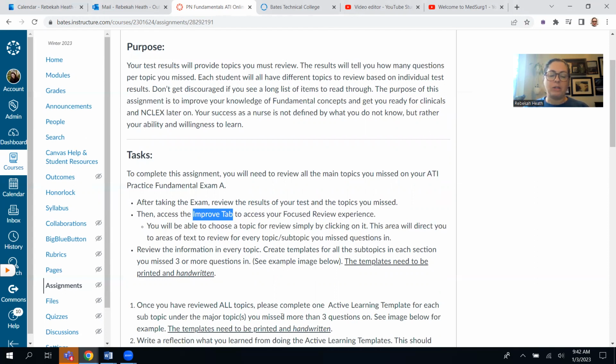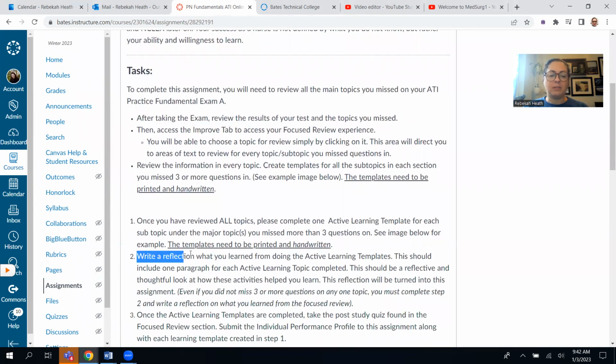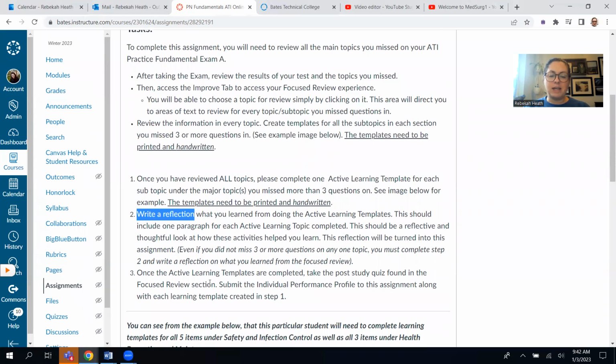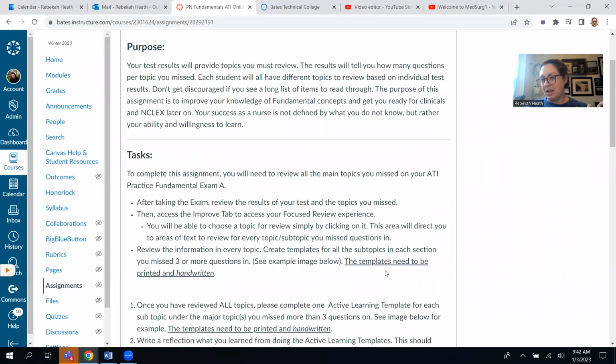Once you've turned in the handwritten active learning templates, you also are going to write a reflection about what you learned in doing that process, like what really stood out to you and what benefit it was to you. And then you're also going to be taking a post-study quiz. So you take the test, you do the remediation, and then you do the quiz. That's what the test and the remediation look like.